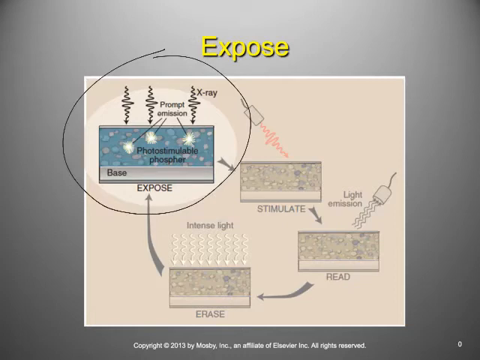Now, approximately 50% of those electrons are going to immediately jump back into a nearby atom. 50%. And so they're going to emit light right off the bat. You're going to shoot it with the X-ray, and inside the CR image receptor, there's a very small amount of light that's going to be given off by the PSP as we expose it to X-rays. Okay?